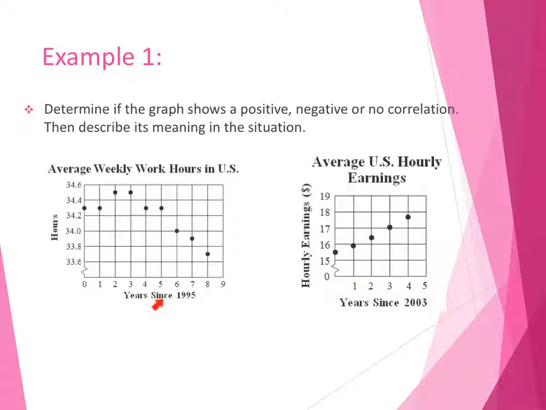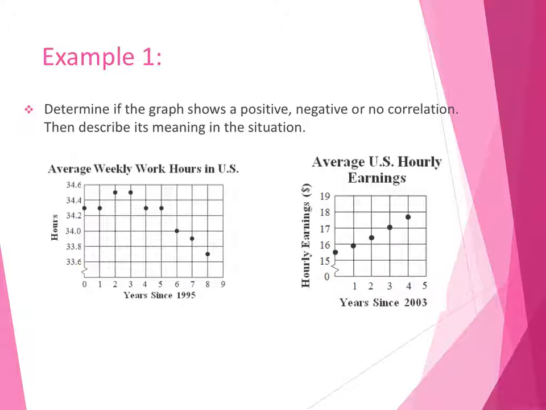We can see we're talking about the years since 1995. So 0 would represent the year 1995. And then number 1 would represent actually 1996. Year 2 would be 97, etc., 98, 99, 2000. And then here we've got our hours, so 33 hours roughly a week. Up here, 34.4 hours a week, 34.6 hours a week. So what we can say then is, as the years increase since 1995, the weekly hours worked would actually be decreasing, and that's how you would explain it.